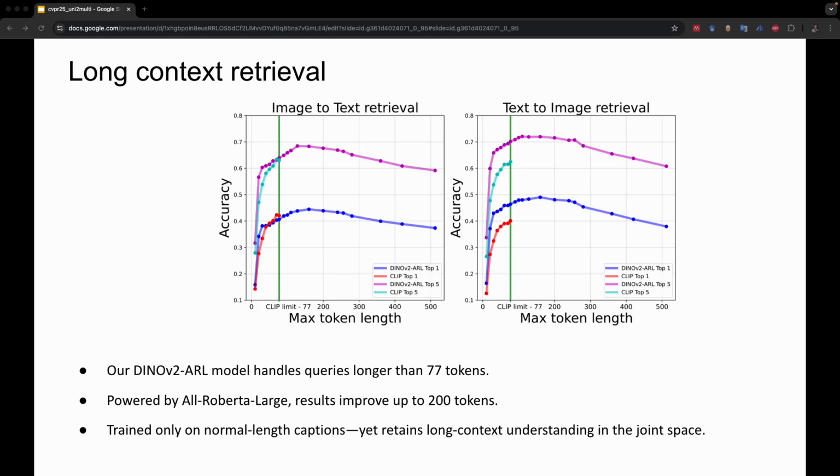Our model also supports long context queries, thanks to the long context capacity of All-Roberta-Large. Unlike Clip, which is limited to 77 tokens, our model continues to improve retrieval performance up to 200 tokens. This shows that long context capability of the text encoder is preserved in the joint space, even though we trained only on short captions.